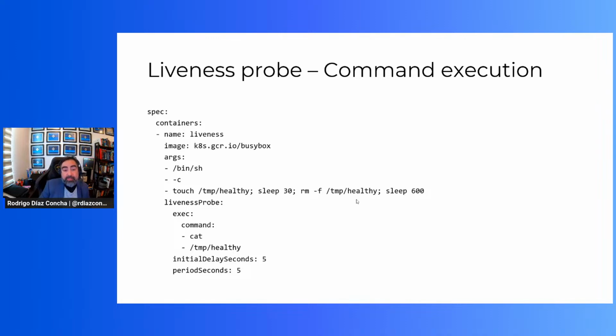Then it's removing the file that was created. So it first creates the file, waits for a little bit, and then it deletes the file. And then it just waits, for sleep 600, which is 600 seconds, not 60, 600. And then, as you can see on the liveness probe field, it's executing this command, which is cat.